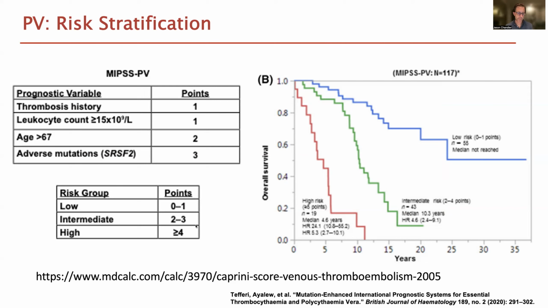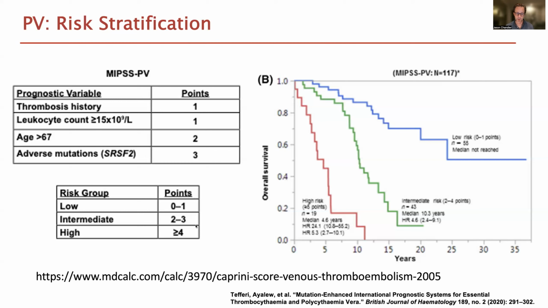But basically, you add up these points and you put them in a category. And to the right, you can see how those risks stratify. So if they've had a history of thrombosis, or age over 67, you get points. If the white blood cell count is high, and then there is a specific mutation, so you would need to do the bone marrow to look for this SRSF2 mutation, and it gives you a lot of points. And so you can see how the overall survival on the right is so inferior for the high risk versus the medium or low risk.